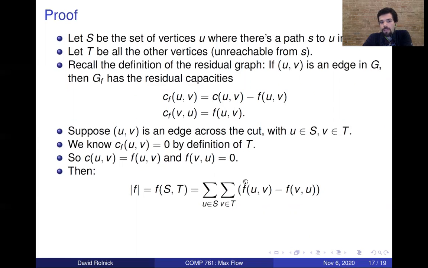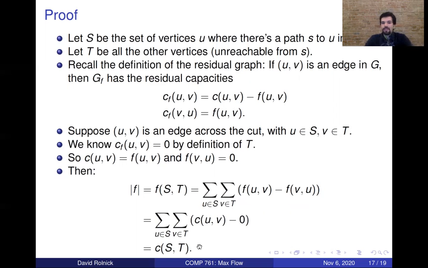Now, let's look at this term. We know that this is equal to the capacity. And we know that this term is equal to 0. No flow backwards across the cut, and the flow forwards across the cut is the max possible. So that's just equal to the capacity of the cut. Whoa, done. That's just the definition of the capacity of the cut. Are there any questions about this?